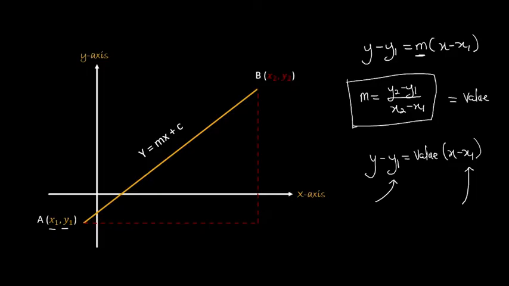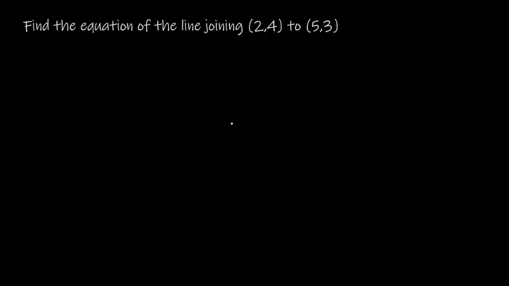Alright, so let's go ahead and have a look at an example to understand and appreciate what we are talking about. So we have to find the equation of a line joining 2 points. One point is 2, 4, and another point is 5, 3. So let's write down our solution.